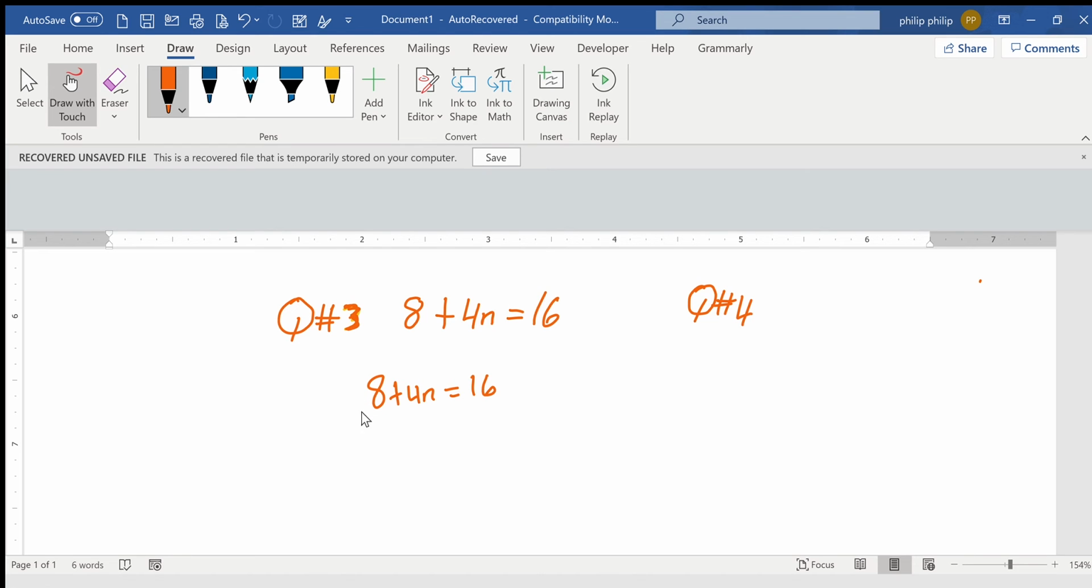So to get rid of this, we gotta do the opposite operation. So we use minus 8 because we want to get rid of the 8 and we want to find n. So we rewrite our question here as 4n equals to, now 16 minus 8 is just gonna give us 8. The 16 minus 8 is just 8. Now to find our n, we divide both sides by 4.